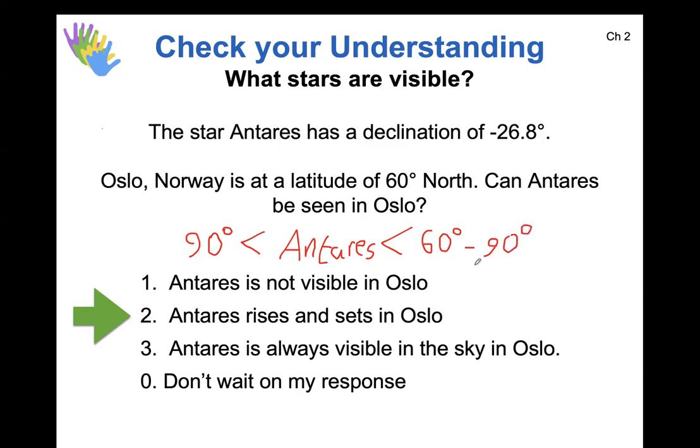Well, 60 minus 90 is negative 30. So then this inequality becomes, I'll just cross it out and write the result, negative 30 degrees. So Antares is within that range. In Oslo, someone could see a star that has a declination as far south as negative 30 degrees.